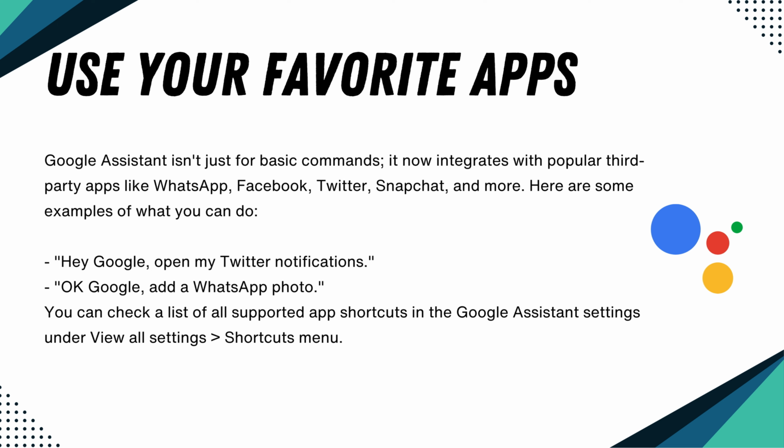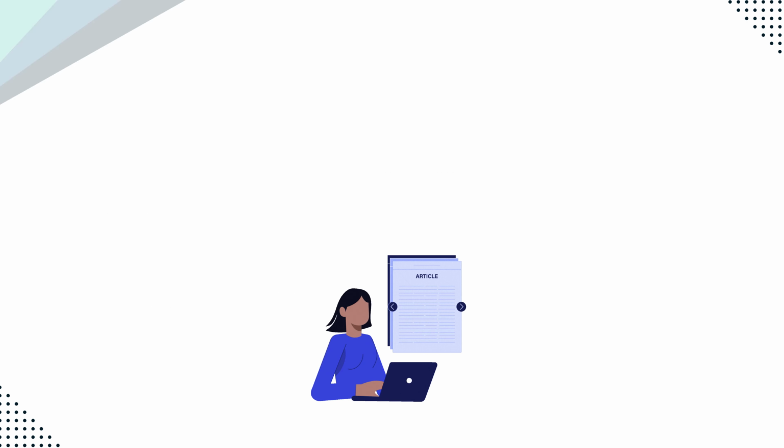Hey Google, open my Twitter notifications. OK Google, add a WhatsApp photo. You can check a list of all supported app shortcuts in the Google Assistant settings under View. All settings shortcuts menu.